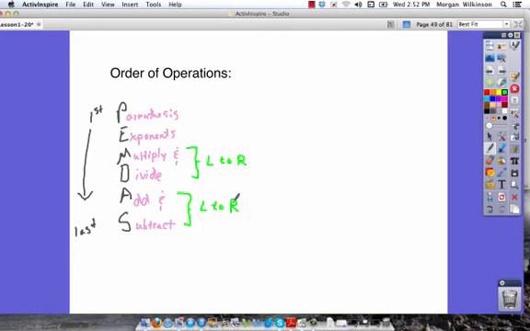So let's look at one example. Let's say we have 7 times 9, and we're going to divide that by 3. Then we're going to add 2 and subtract 1. Well, we've got multiplication and division, and add and subtract. Multiply and divide are equal. We're going to multiply first because multiplying is on the left.